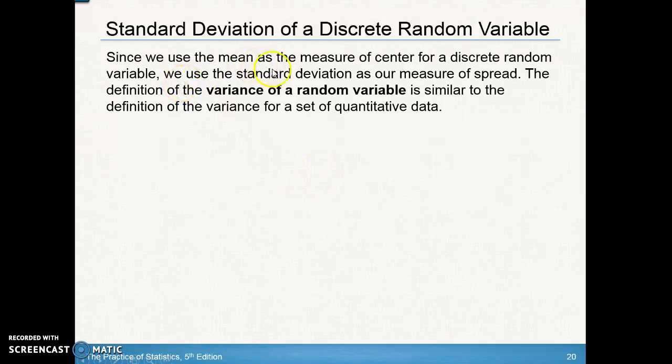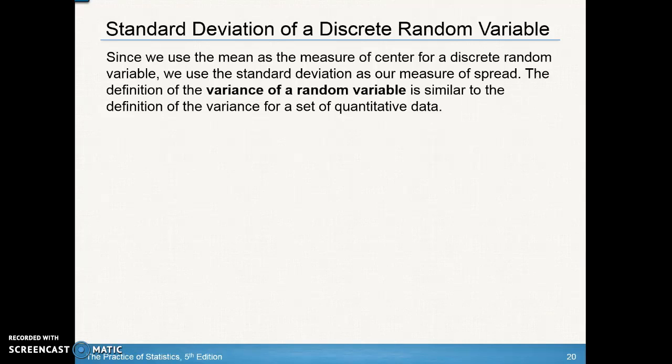Okay, so in past distributions, we've used the mean as the measure of center along with the median. In this case, since we're talking about a discrete random variable and we're using the mean as the measure of center, in order to describe the spread, we're going to use the standard deviation. However, keep in mind that the standard deviation always comes from the variance first. So we're going to find the variance of our random variable and then use that to find the standard deviation in order to talk about the measure of spread.